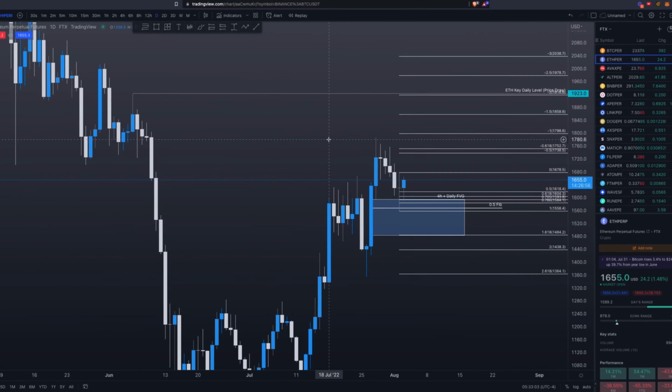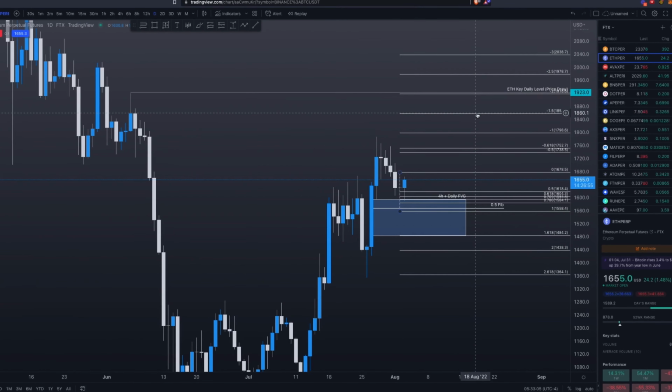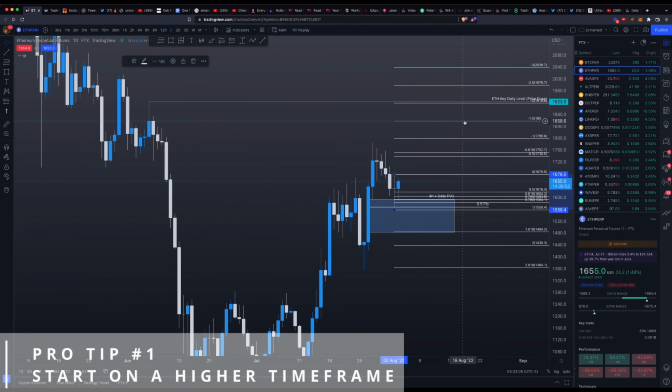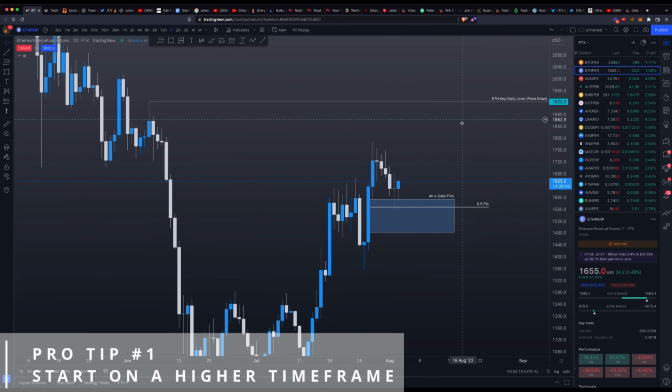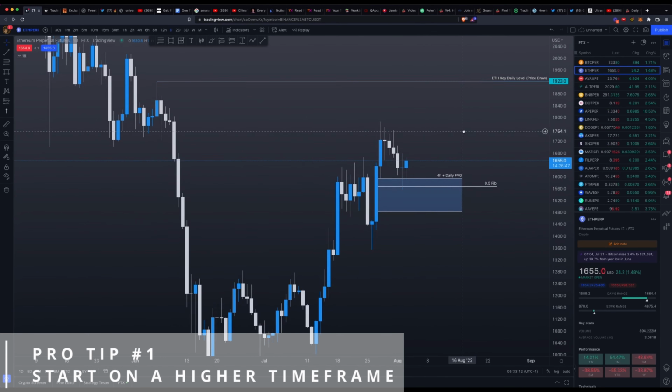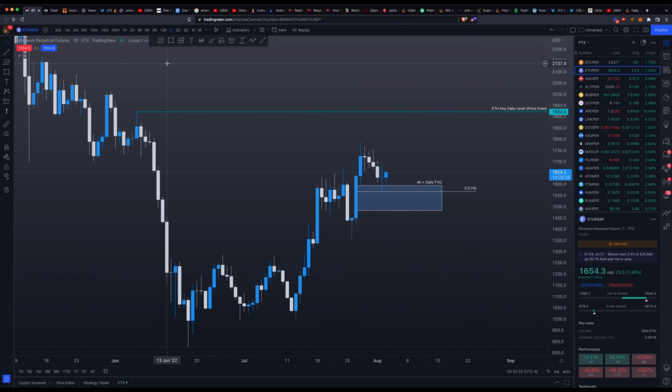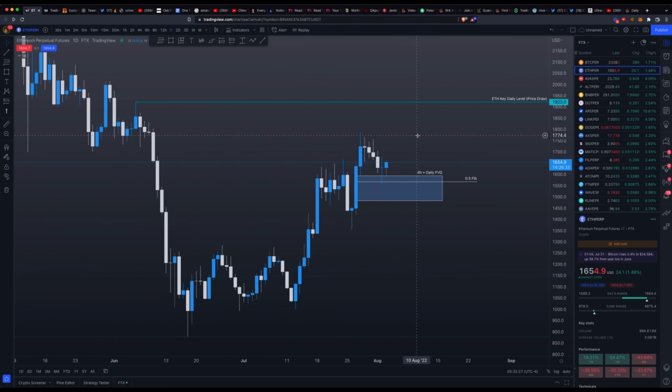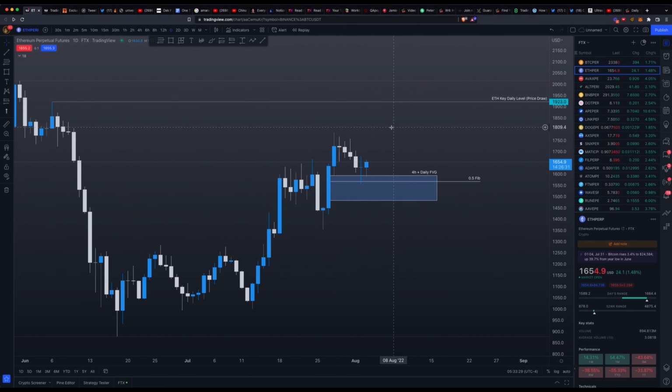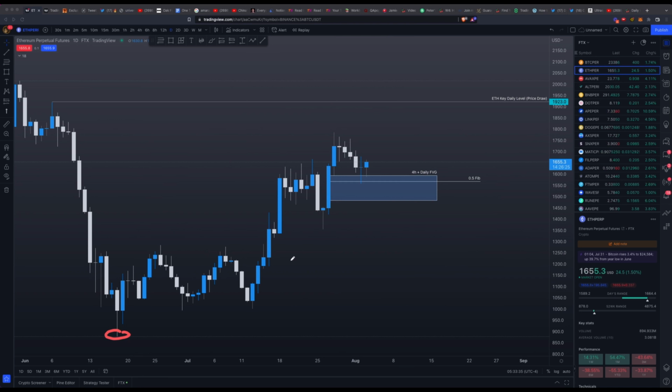So to kick things off, we're going to start off on a higher time frame. Now, this is pro tip number one for all of you watching this, which is you always start off on a higher time frame and then you go into a lower time frame. The reason for this is because the daily chart is often the time frame that institutional traders, as well as their algorithms, use. It is the time frame that they use in order to determine if they are going to reprice the asset lower or if they're going to reprice the asset higher, like what Ethereum is doing right now.